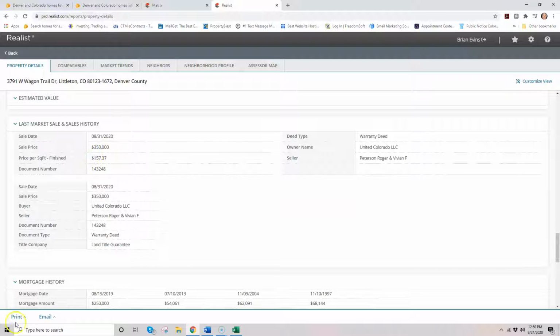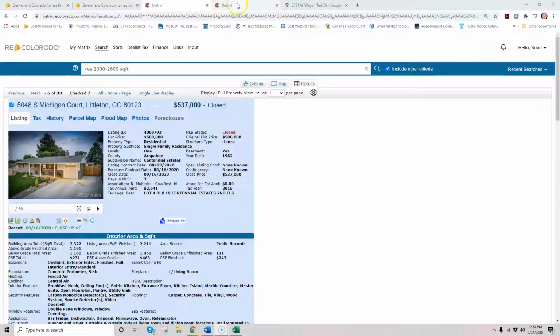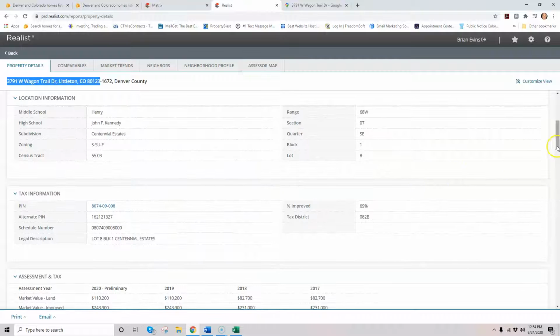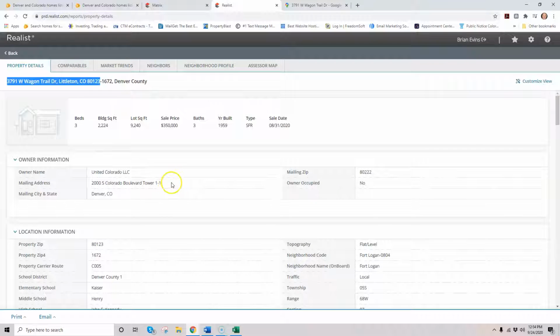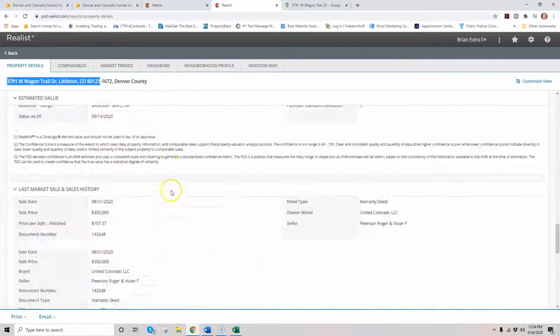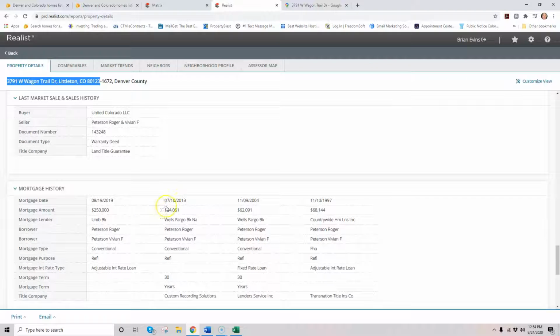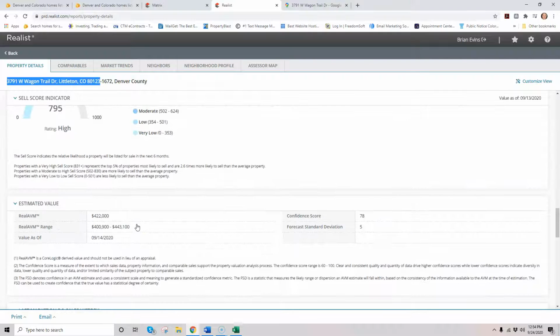So let me pause this. I'm going to flip through this and then I'll come back to you. All right, so let me step through what I did here. I pulled up the realtors information that gives you everything. Really, the main thing that we're looking for, we want to know what they sold this for. So we can see the sales history.